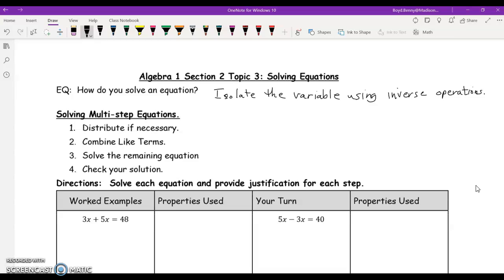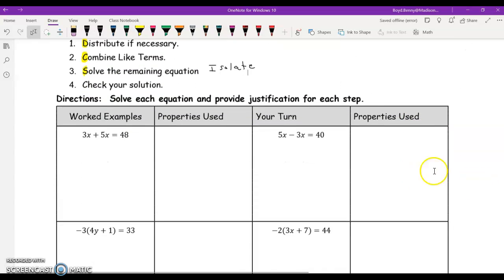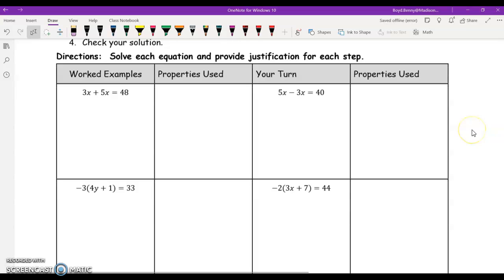Okay, so solving multi-step equations. Here's our steps that we're going to use, and I want you to memorize this kind of acronym. D for distribute. We're going to distribute if necessary. Then C, we're going to combine any like terms we might have. And last, we're going to solve, or I like to replace that one with isolate. Isolate the variable. Okay, so let's go ahead and jump into our examples here and see how we do.